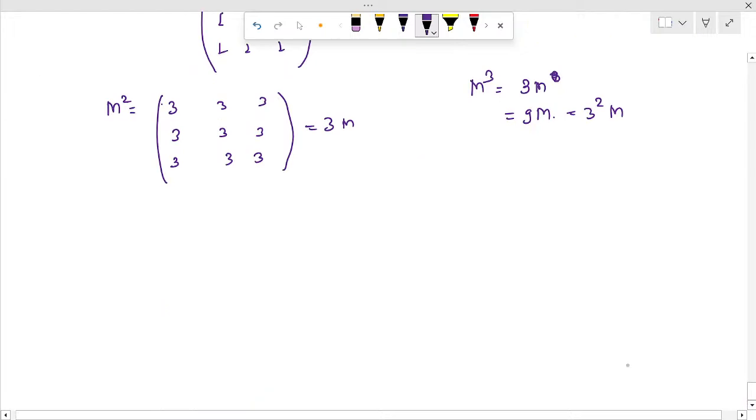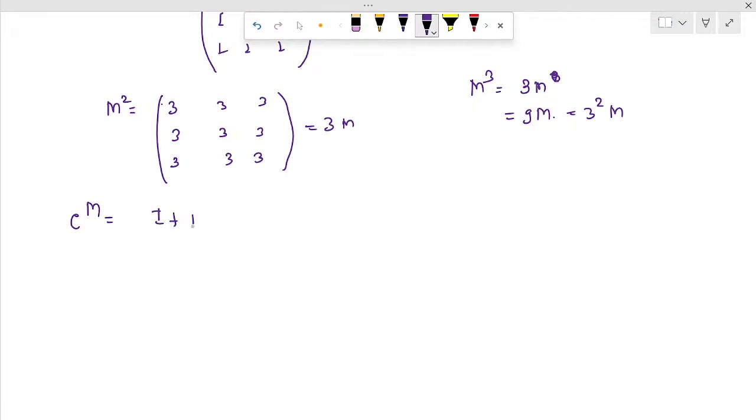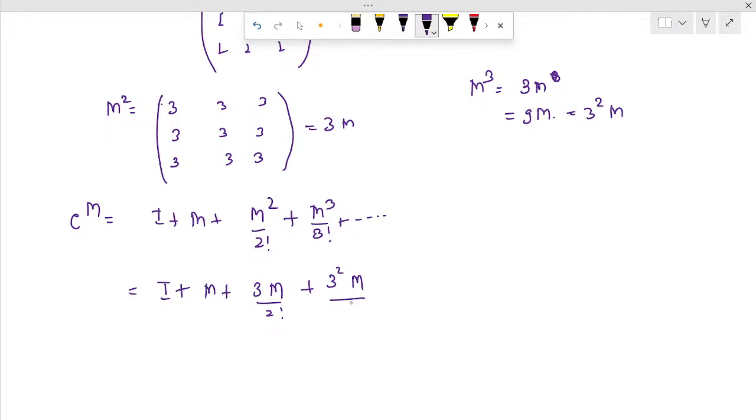Similarly, what would be e की power m? E की power m would be identity plus m square upon 2 factorial plus m cube upon 3 factorial, so on and so forth. I will write it as identity plus m, and what is m square? M square is 3m divided by 2 factorial. What is m cube? It is 3 square m divided by 3 factorial, so on and so forth.